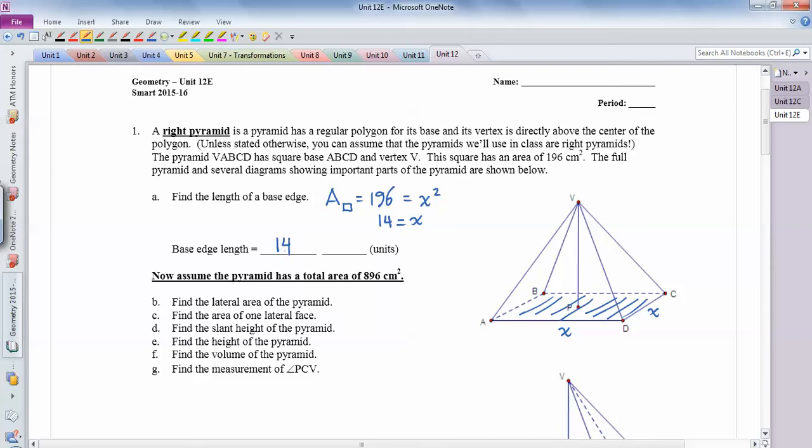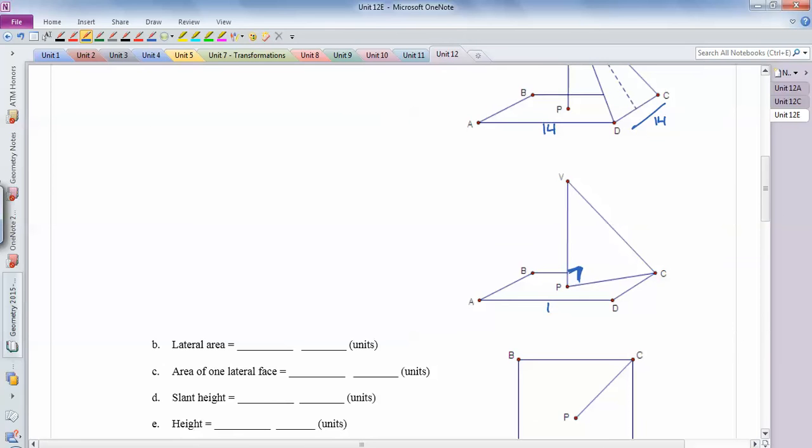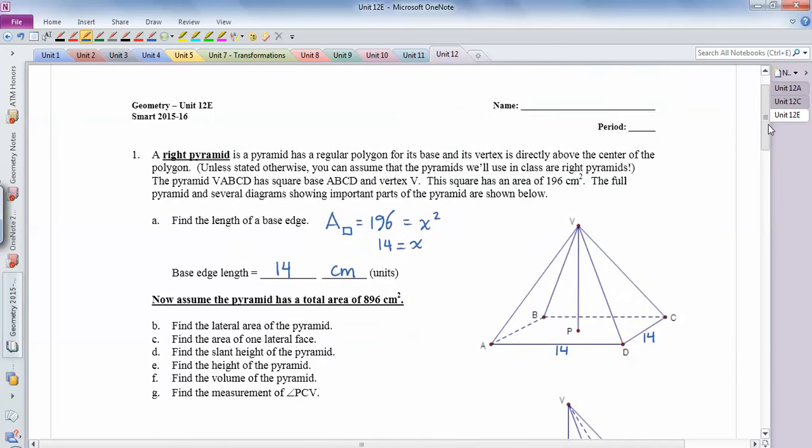It was centimeters squared, so these are centimeters. 14 is the side of the square. Okay. So let me just put 14 here, so we have it. And then down here, I'll label some more of them. So this whole length is 14. I'll put them here too. And then I'll put them on the direct view of the base as well. Okay, so let's come back up.